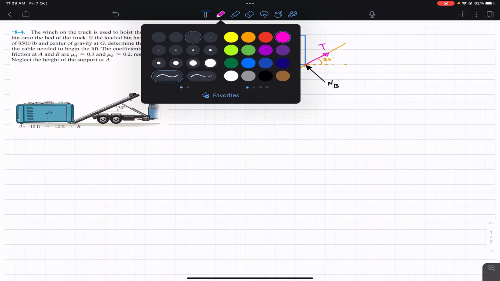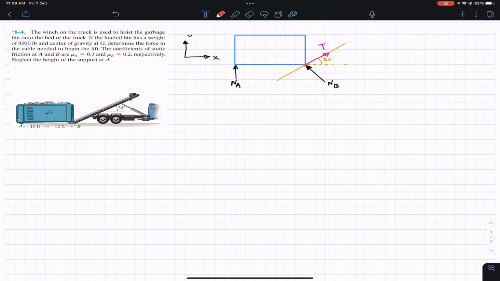So here we will have the friction force at B, FB, and this FB will be equal to mu B times NB. We are given mu B in the problem statement, it is equal to 0.2. So FB equals 0.2 times NB, which must be acting in the opposite direction of the external force. The external force is the tension applied by the cable.